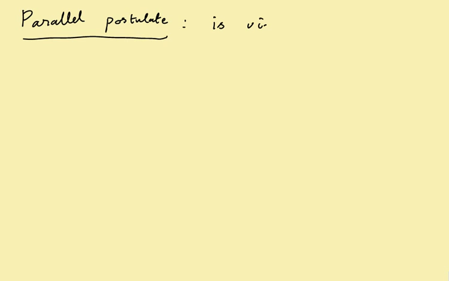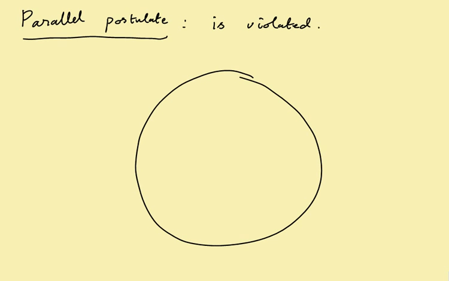Finally, let me just go back to the historical roots of hyperbolic geometry. The parallel postulate, well, this is violated. This is a picture to keep in mind though. So let's take a big unit disk here, and let's take a straight line, and let's take a point that's not on the straight line.